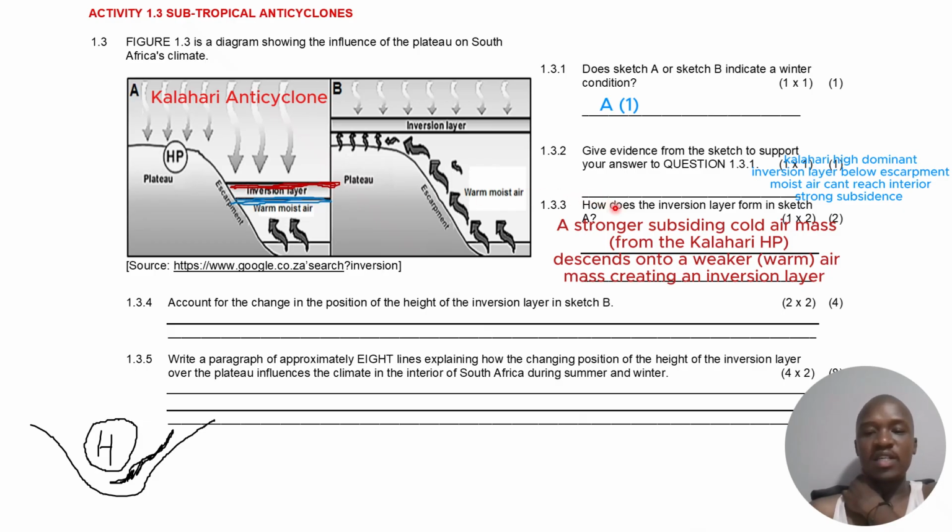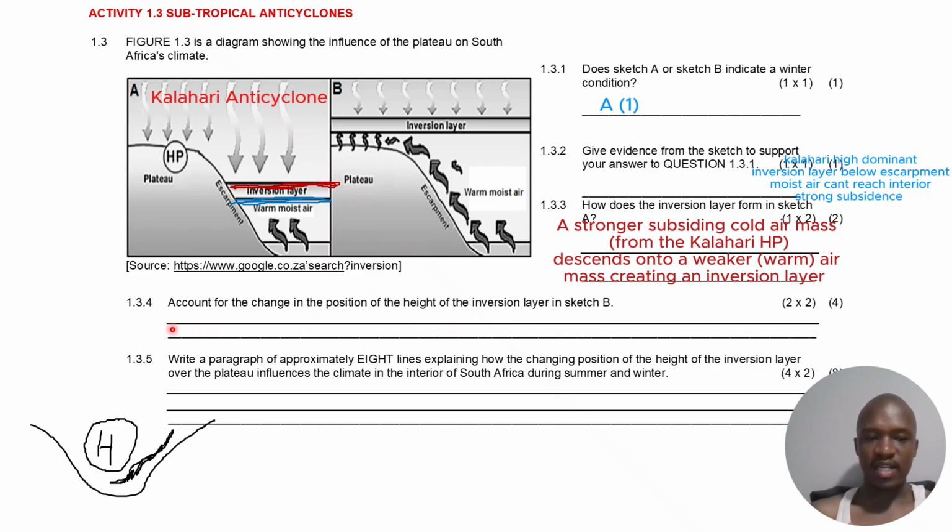How does the inversion layer form? It forms from the strong subsiding air, right? Which warms up adiabatically when it meets the moist air from the ocean, which cools as it rises. You see that now where they meet, they are going to form an inversion layer. They are going to form conditions whereby temperature increases with height or increases with altitude. Okay, 1.3.4. Account for the change in the position of the height of the inversion layer in sketch B.